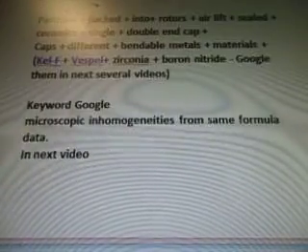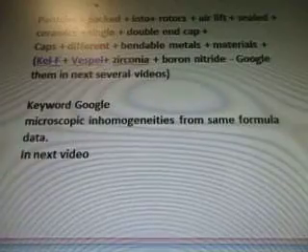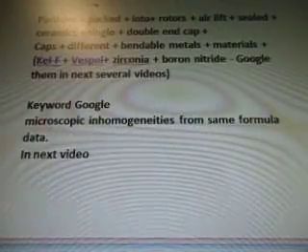Google them in the next several videos. The keyword to Google is microscopic inhomogeneities from the same formula data in the next video.